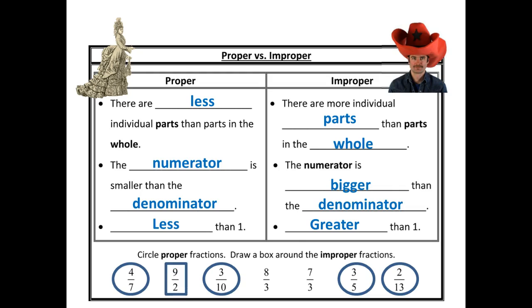9/2 is improper. Its numerator is bigger or greater than its denominator. In this case, we have a whole that is broken up into 2 pieces. We have 9 of those pieces. That means we have 4 wholes and then some. 8/3 is improper because the numerator is greater than the denominator. 7/3 is improper because the numerator is greater than the denominator.